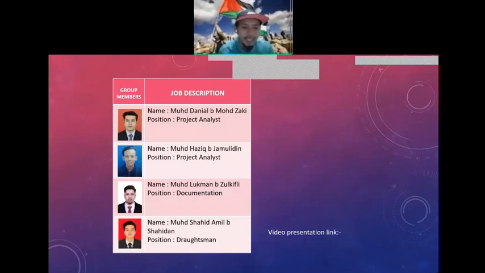Thank you, Daniel, for your explanations. This is our role in this assignment project. Muhammad Daniel bin Muhammad Zaki is the project analyst. Same with me, Muhammad Haziq bin Jamaluddin. Muhammad Luqman bin Zulkifli is preparing the documentation for this project. And the last one is Muhammad Syahid Amil bin Syahidan, the draftsman of design 1 and design 2.